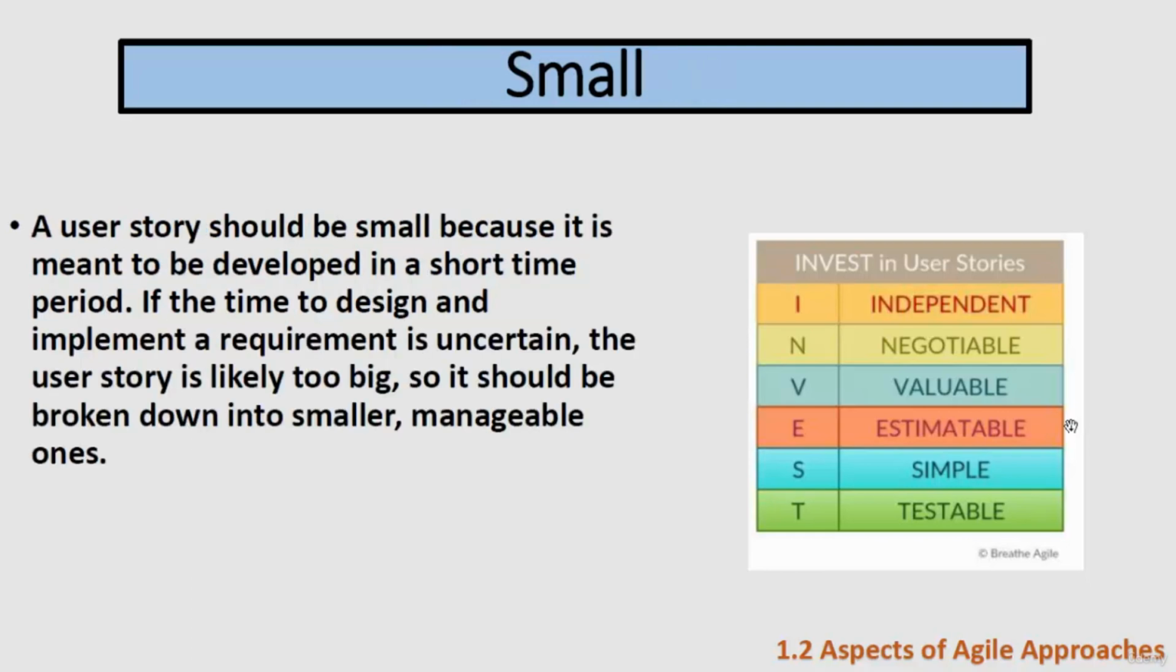S for small or simple, which means that the user story is small enough so that it can be developed in a short time period. It does not need more than one iteration or sprint to be implemented. If the user story is very big, we call it an epic, and each epic needs to be divided into smaller user stories, each one of which is small enough to be done in a single iteration.